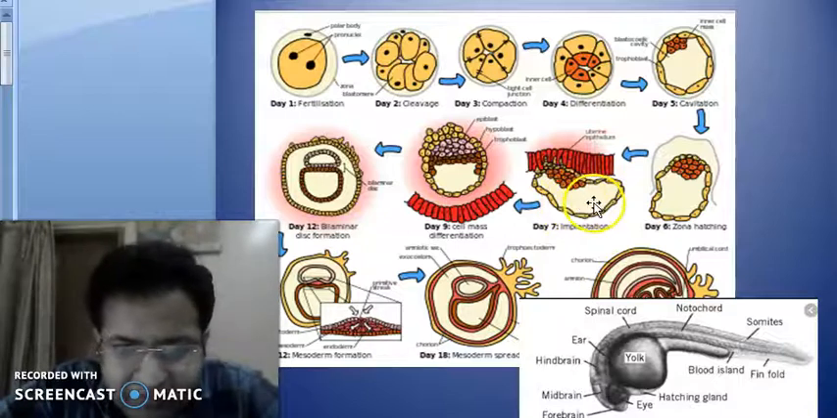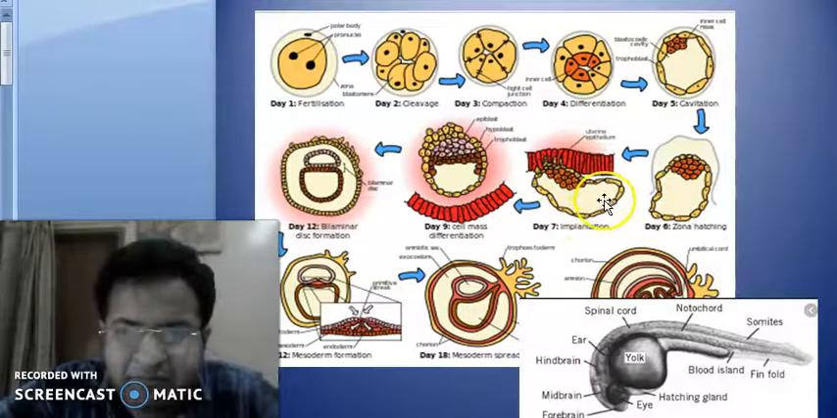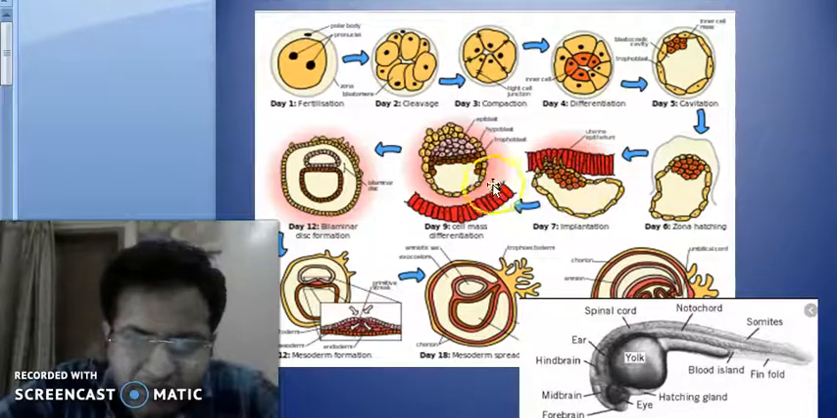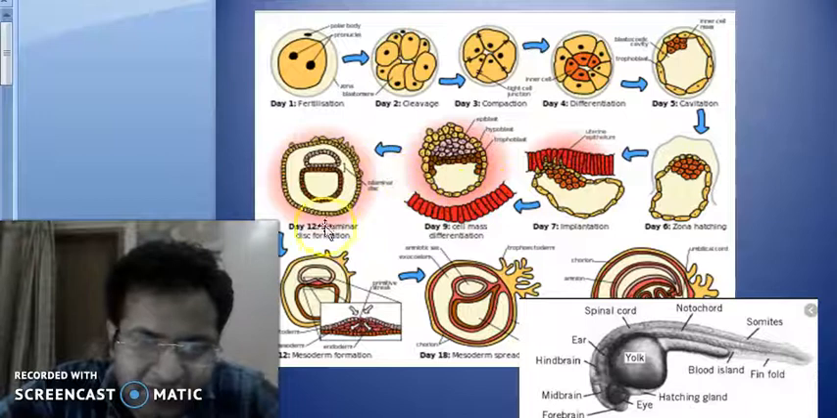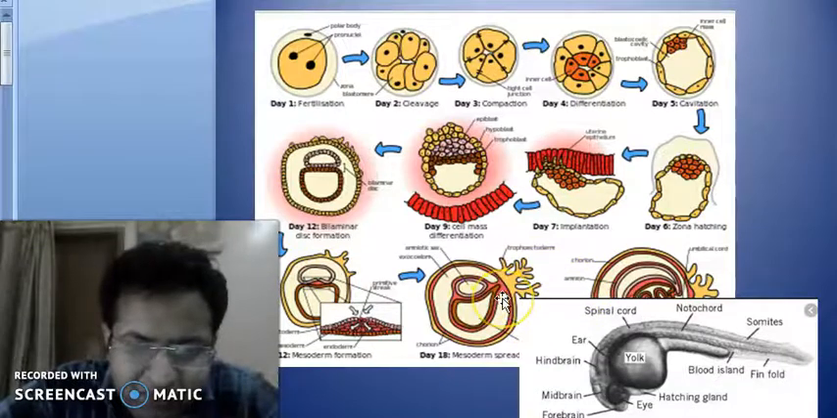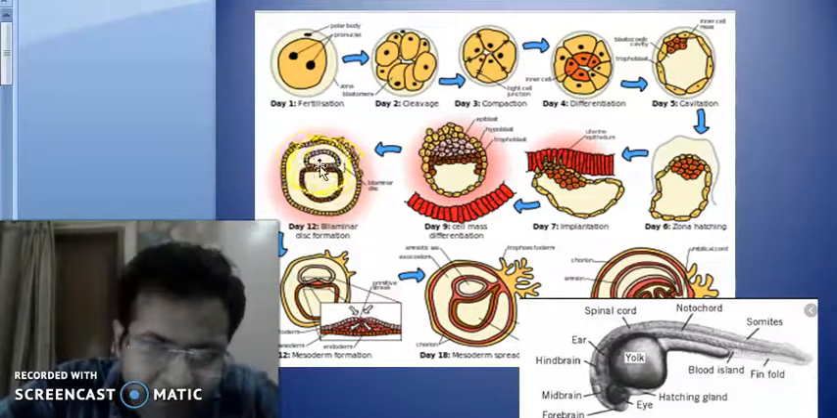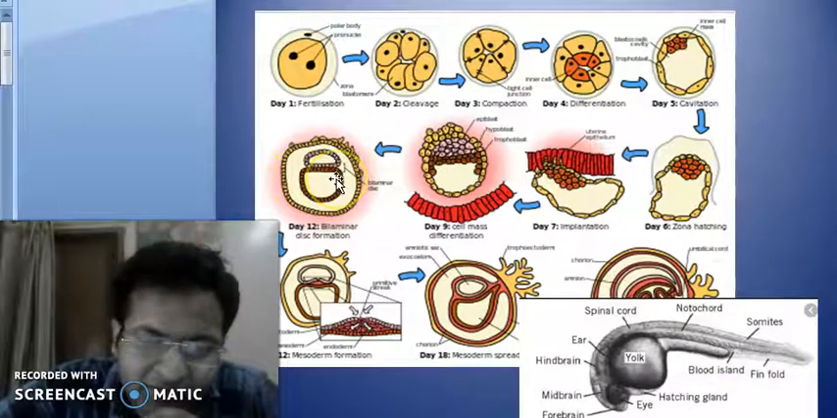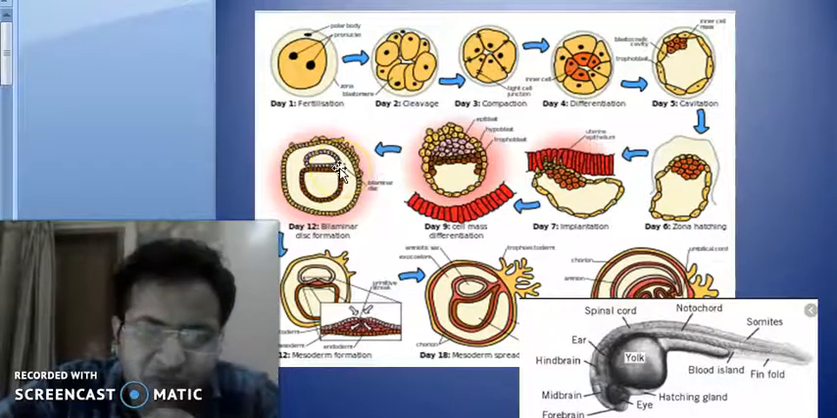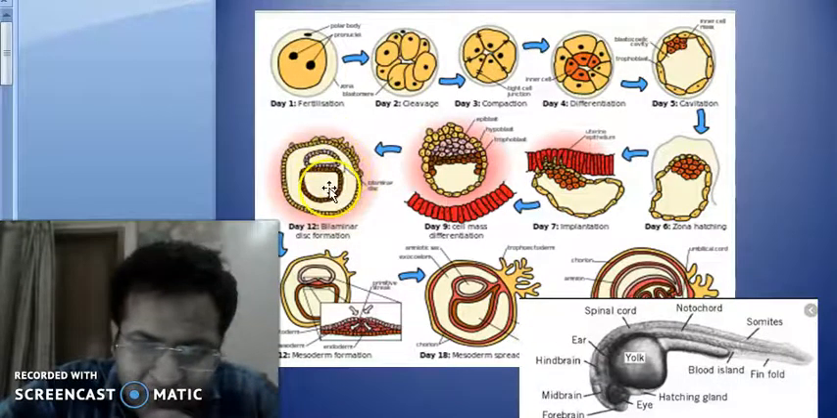After the implantation of this fertilized egg, it changes into various layers, and by week 2 it changes into a bilaminar disc, and at week 3, that is 21 days, it changes into a trilaminar disc. In the bilaminar disc formation, the lower cells change into endoderm, and the upper cells change into ectoderm. Okay, and these are the amniotic and the yolk sac cavity.